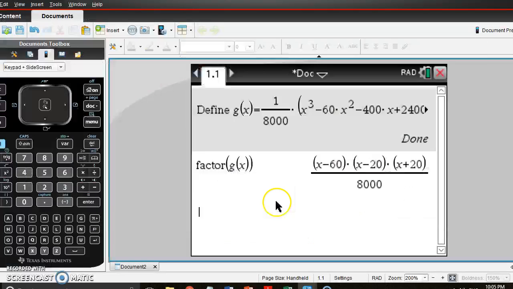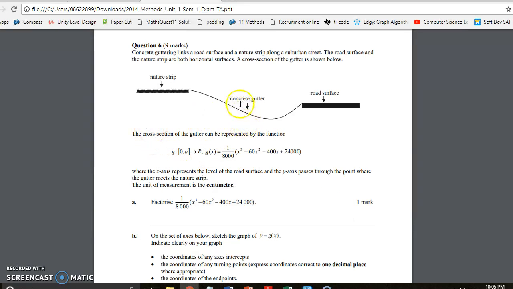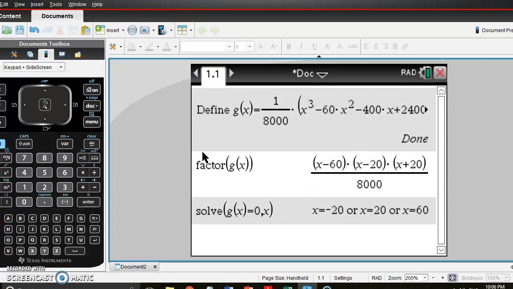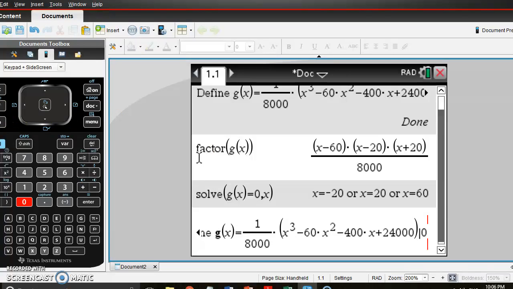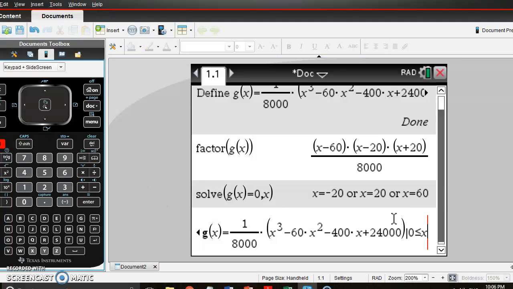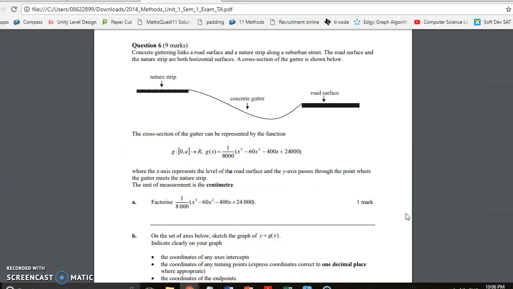Now I'm going to find out where it ends. I'm going to solve g of x equal to 0 for x. We get negative 20, 20, or 60. That's a bit of a pain, so let's go back to our question. Negative 20, 20, or 60. So this will go from 0 to 60. That's how we find the domain: 0 is less than or equal to x, which is less than or equal to 60.